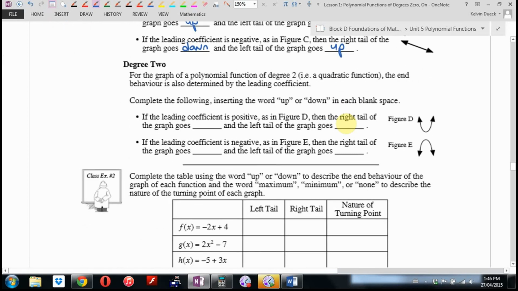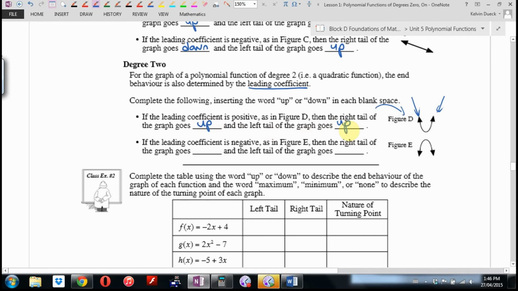What about for degree 2, the quadratic, the parabola? Well, that's also determined by the sign of the leading coefficient. If the leading coefficient is positive, like that, then the right tail of the graph goes up or down? Up. And the left tail of the graph goes up or down? Don't overcomplicate it. Up or down? Up.